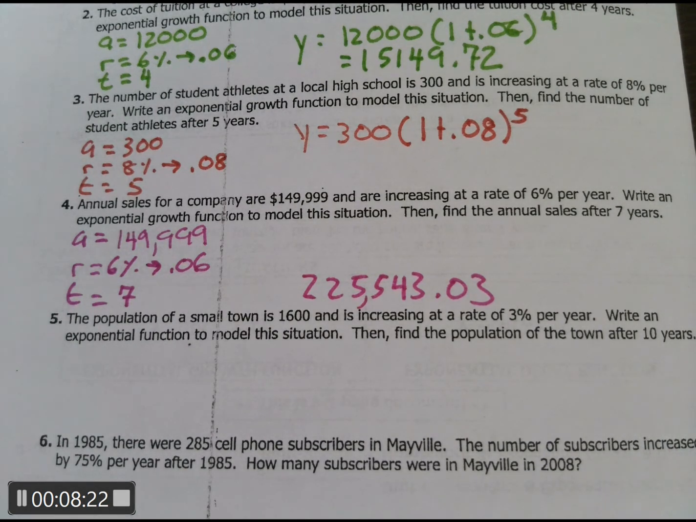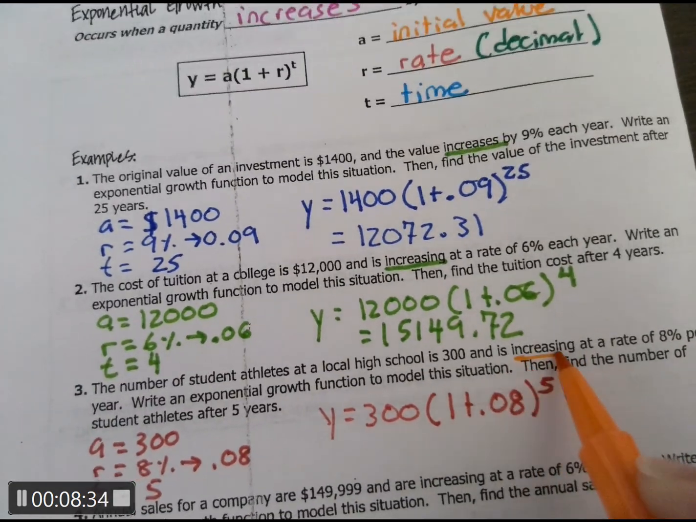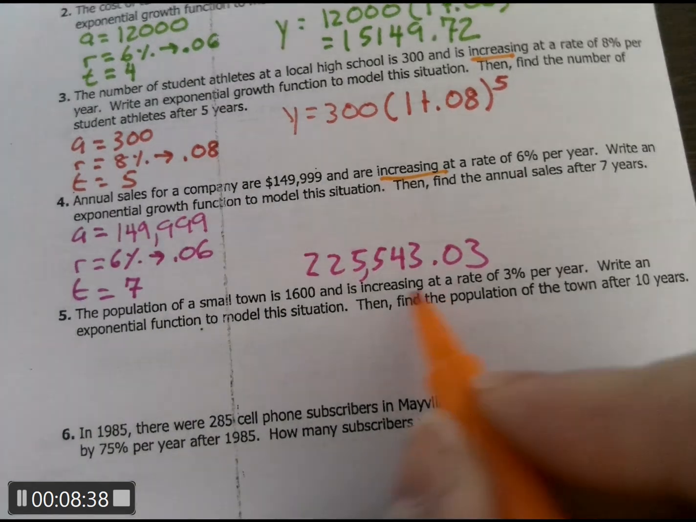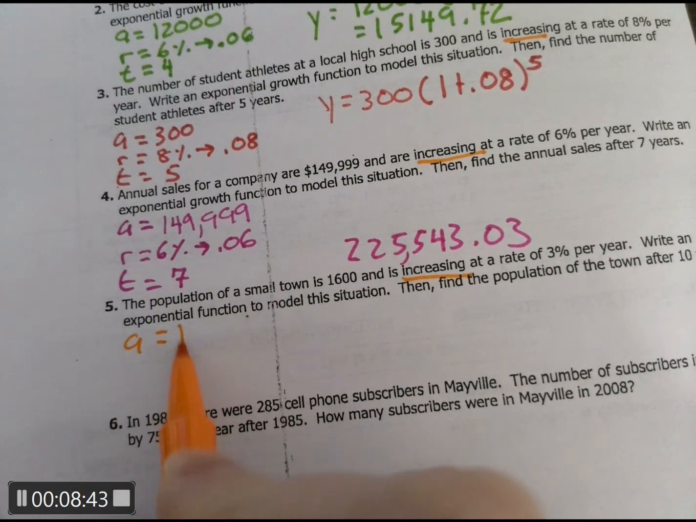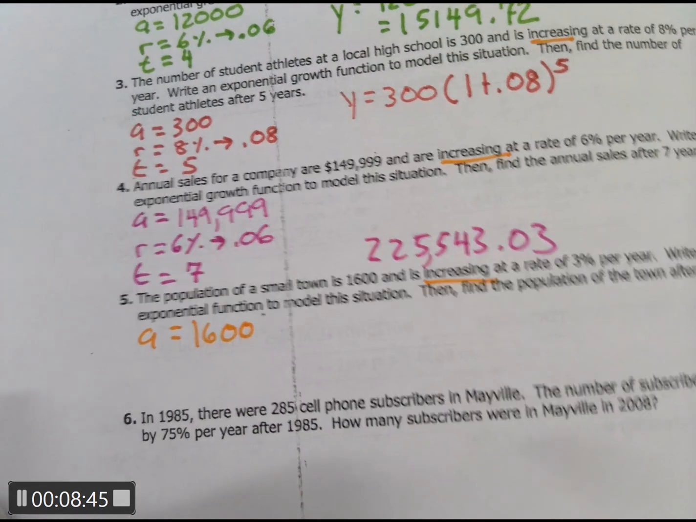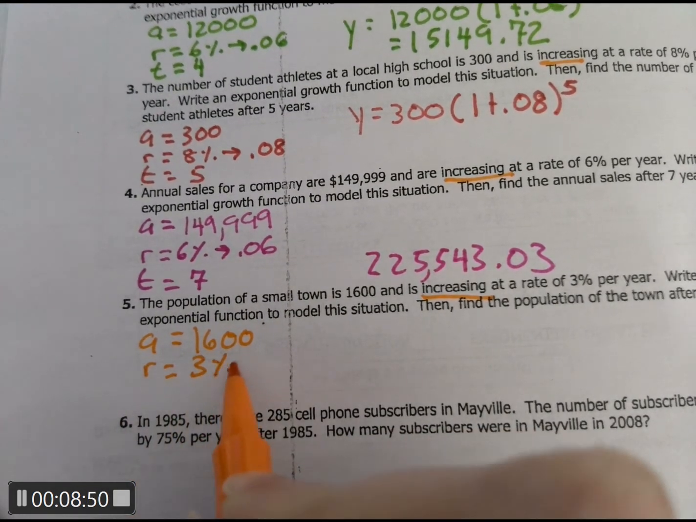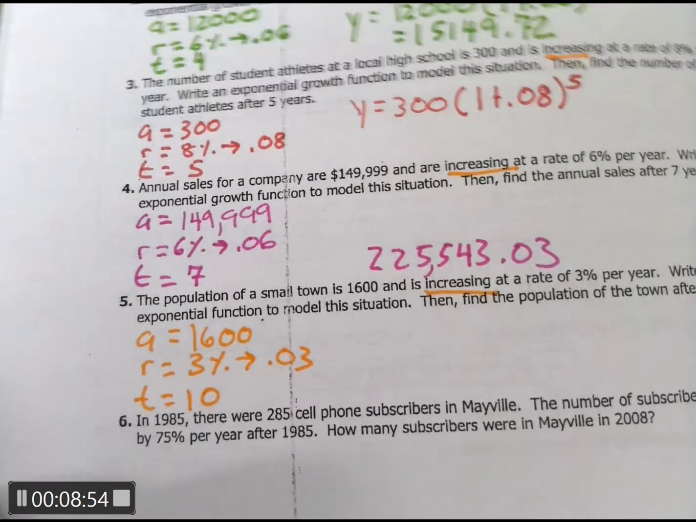Population of a small town is 16,000, increasing at a rate of 3% per year. Write the function, then find the population after 10 years. So again, also all of our keywords, increasing, and we're still increasing. Okay, alrighty. So our A is 16,000. Our R is 3%, which is 0.03, and then our T is 10.